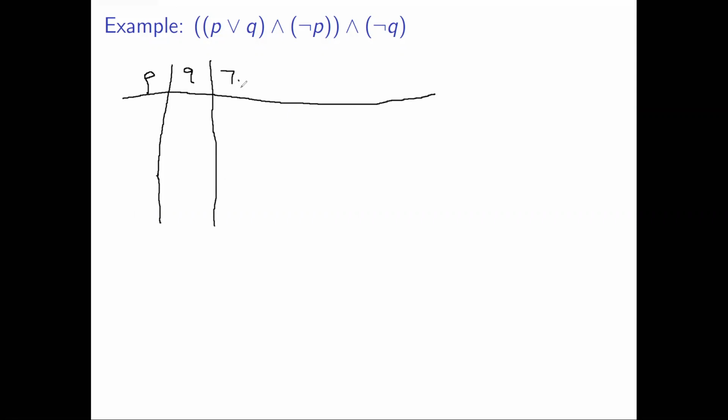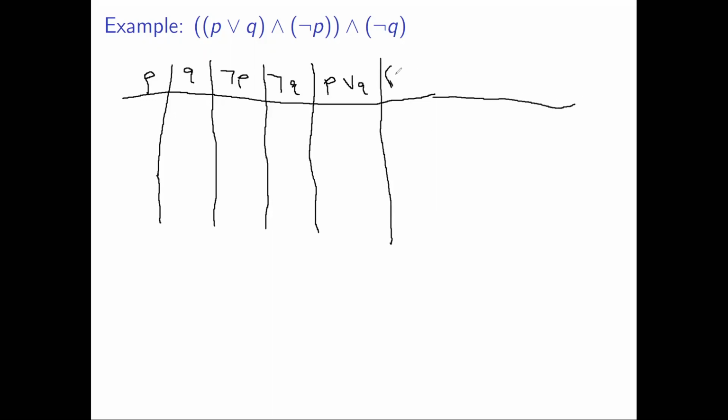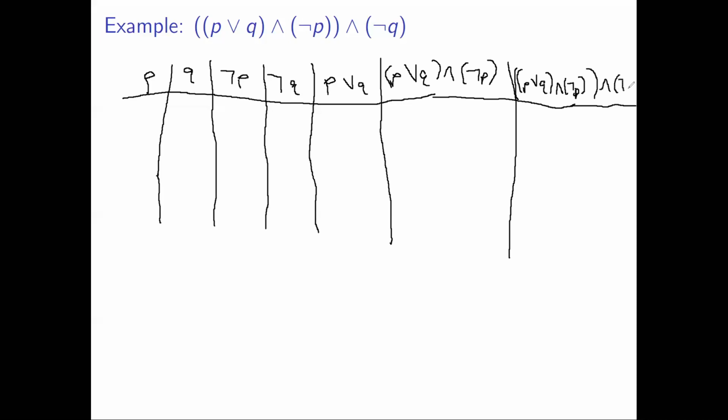We'll have a column for not P. We'll have a column for not Q. We'll have a column for P or Q. We'll have a column for P or Q and not P. And then finally, we'll have a column for P or Q and not P and not Q. So that's our final column. So it barely fits into there.